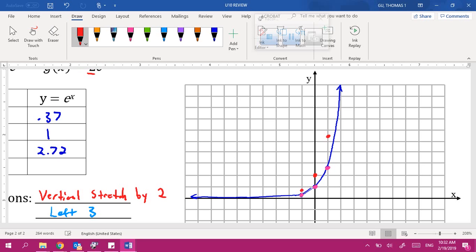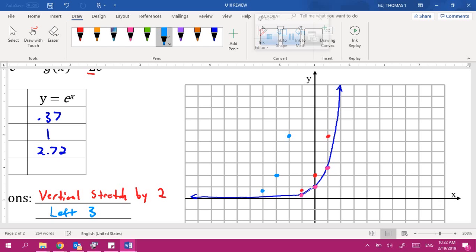What else do I need to do? I got to move each point to the left 3. So I take this point right here, 1, 2, 3. That's 3 to the left right there. This point that's right here, the 0, 2, move the left 3. 1, 2, 3. Right there. My last point right here, move to the left 3. 1, 2, 3. And that is my final points.